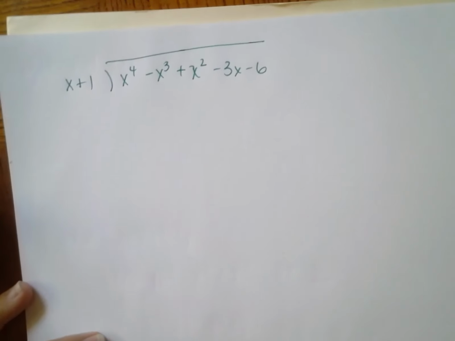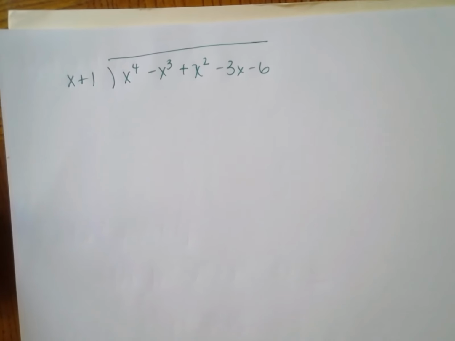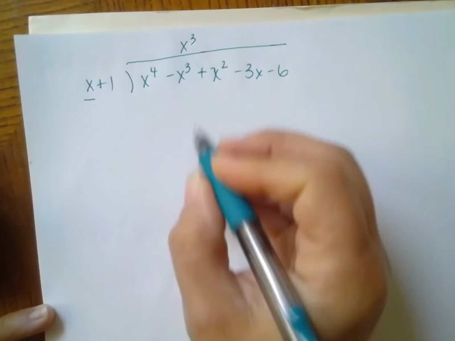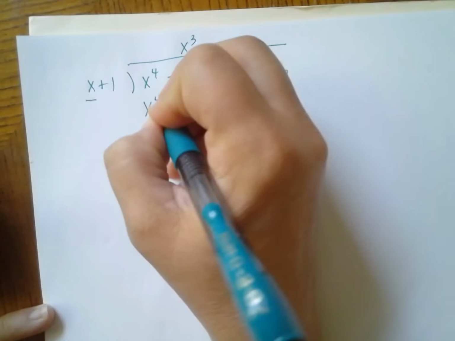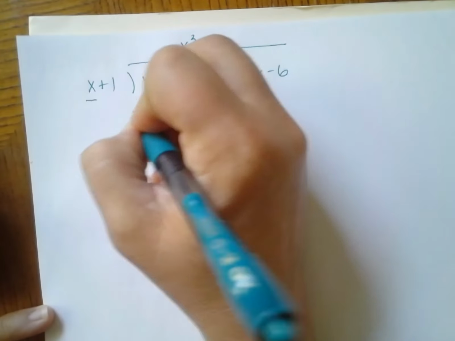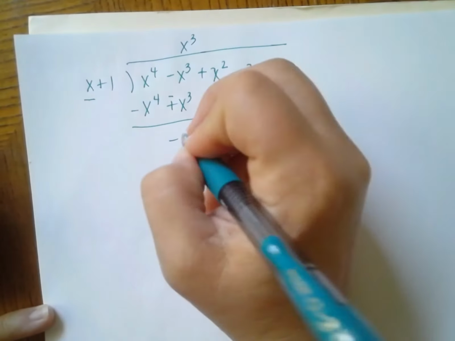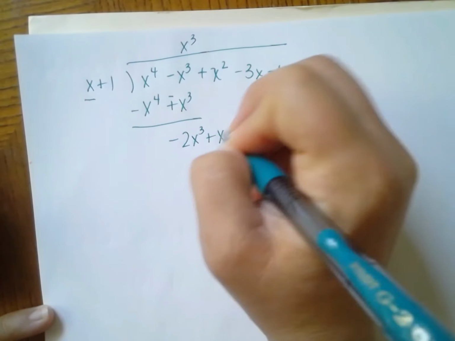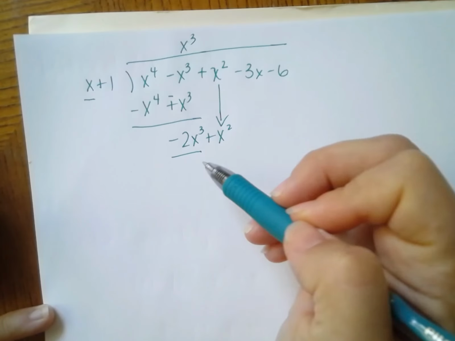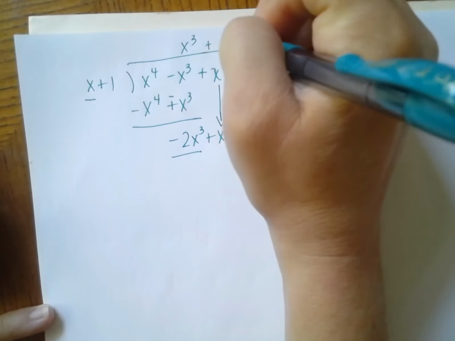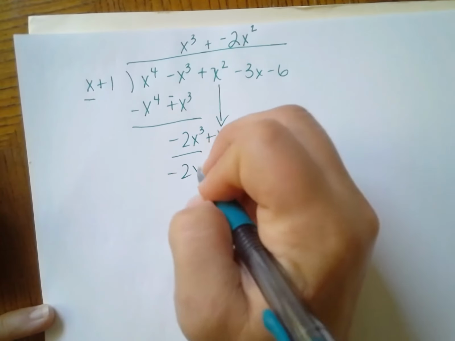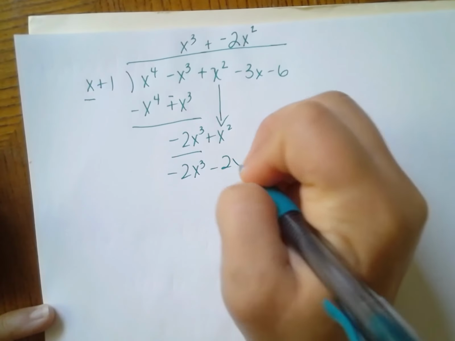I'm just going to use my powers of division. x times x cubed will give me x to the fourth, so I multiply through both of these and get x to the fourth plus x cubed. I need to change my signs because I'm subtracting. This gives me minus 2x cubed. I bring down the next term. Now I need to multiply x by something that'll give me negative 2x cubed, which is negative 2x squared, and so I have negative 2x cubed and then minus 2x squared.